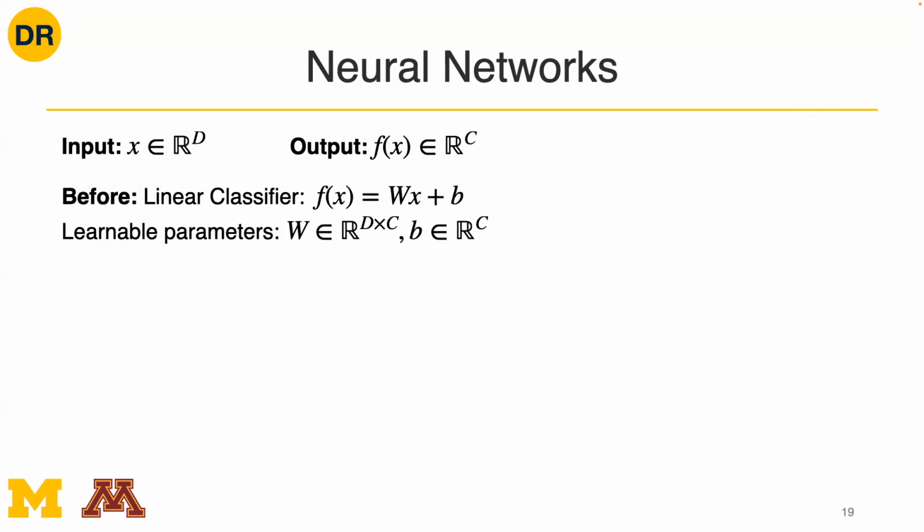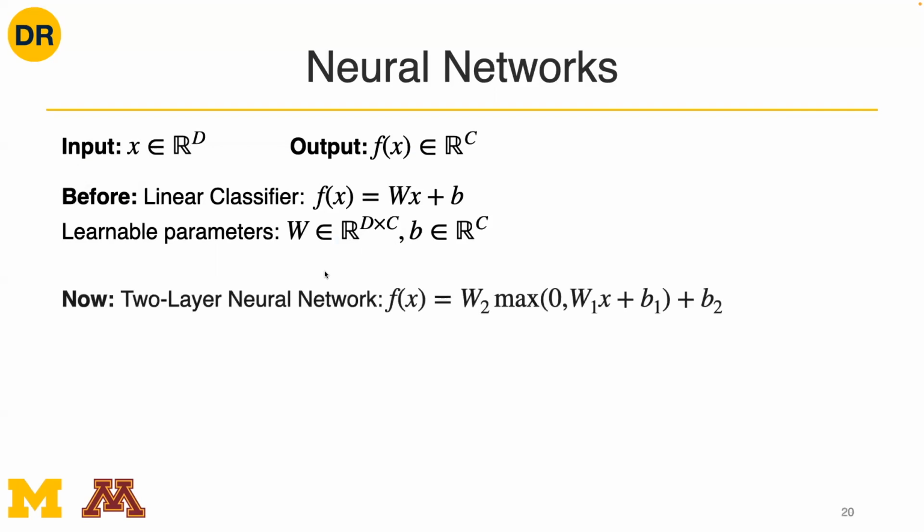What we were looking at before in a linear classifier setting was f of x being some weight matrix, W, multiplied by our input image as a vector x, and then we had that bias term as well. So we had the learnable parameters as this weight matrix of size d times c, and then our bias vector of dimension c. Now we're going to extend that idea to multiple layers.